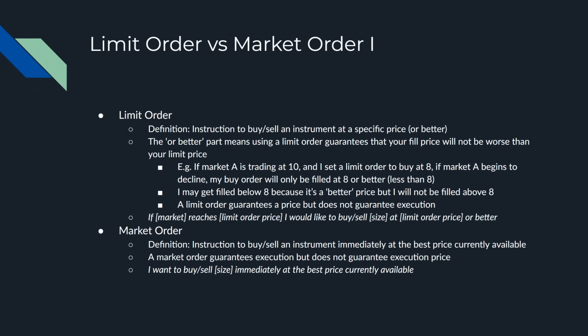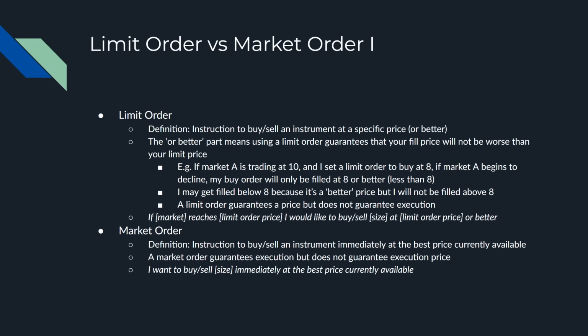Limit order versus market order, the two main order types, and most of the order types you see on whatever platform you trade are slight modifications or derivatives of these two orders. So let's get into it. The definition of a limit order: it's an instruction to buy or sell an instrument at a specific price or better. And the or better part means using a limit order guarantees that your fill price will not be worse than your limit price, but it can be better.